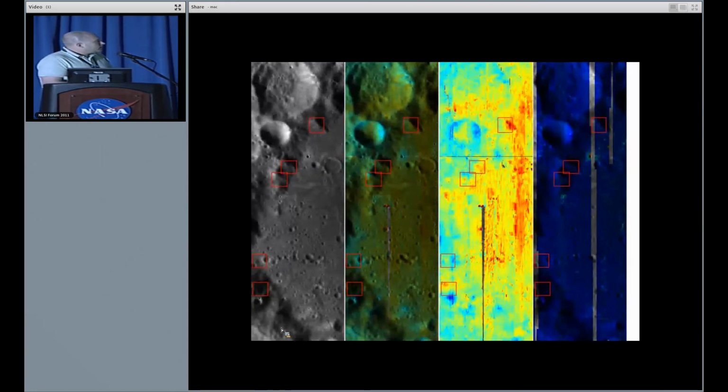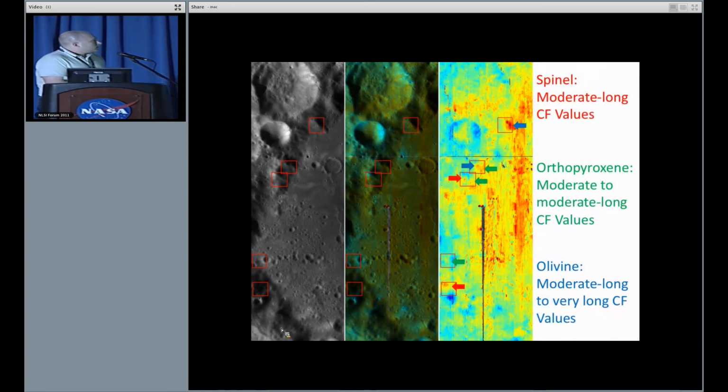When we look at the Diviner rock abundance data, we don't see any rock anomalies associated with these sites, which is good. As Pieters wrote in the paper, these sites are especially interesting because they know that they aren't just simply fresh impact craters that have dug into something and are exposing fresh materials, and that's definitely consistent with what we're seeing. With the Diviner compositional data, we see that the spinel has moderate to long CF values. The spinel regions are indicated by the red arrows, and this is really interesting to us.